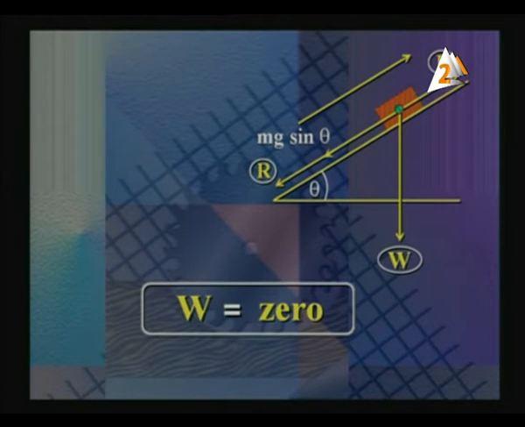Last one, the work done by the resultant of the forces acting on the car equals 0 because the motion is uniform motion. Let us see another one.